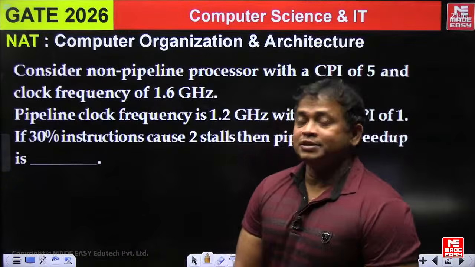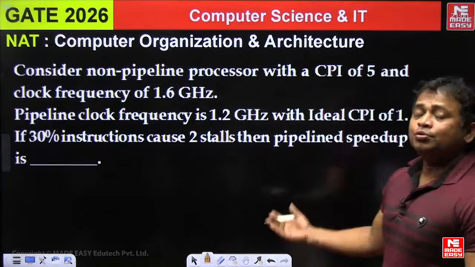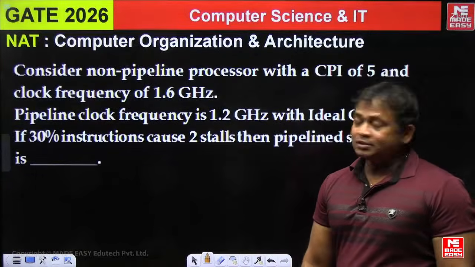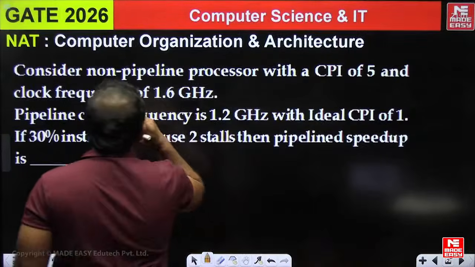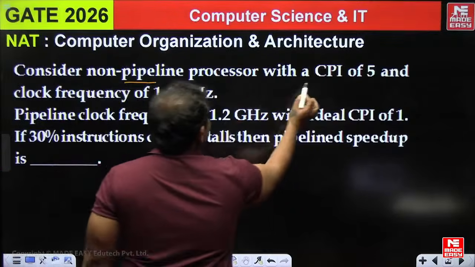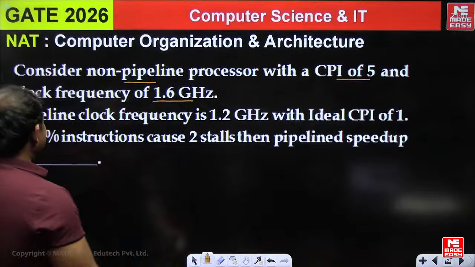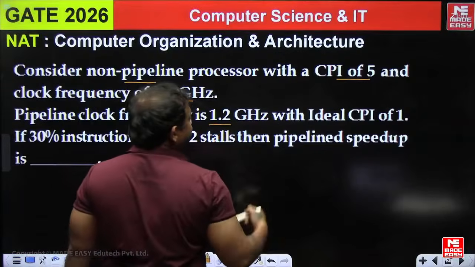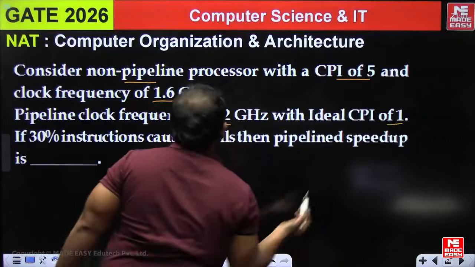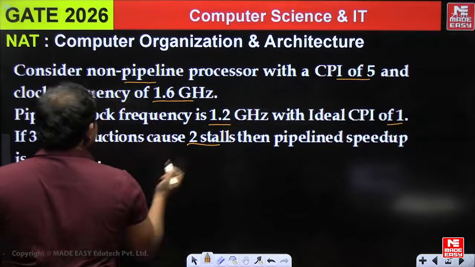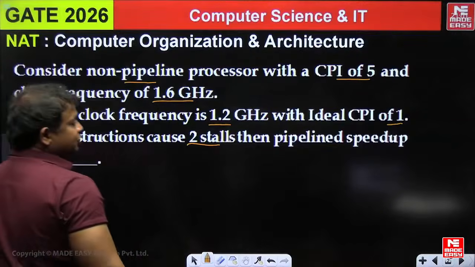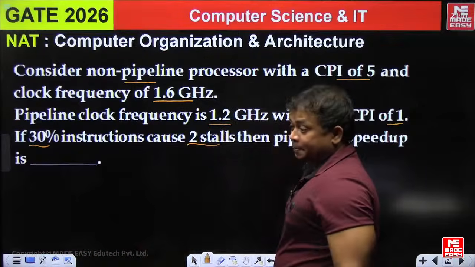Students, just see the question. This is the first question we received from the students. Consider a non-pipeline processor with a CPI of 5 and clock frequency of 1.6 gigahertz, pipeline clock frequency 1.2 gigahertz, ideal CPI 1. There are two stalls with respect to 30% of instructions. What is the pipeline speed up?